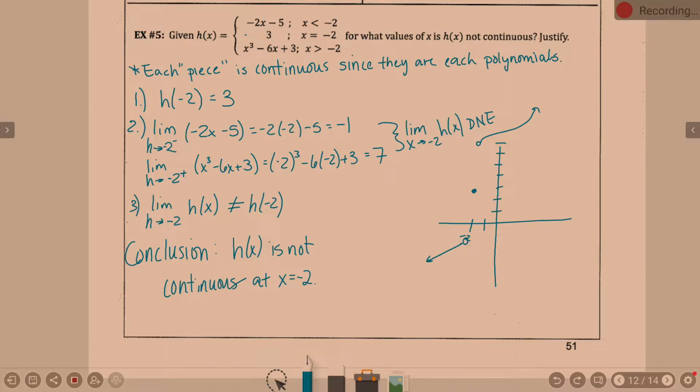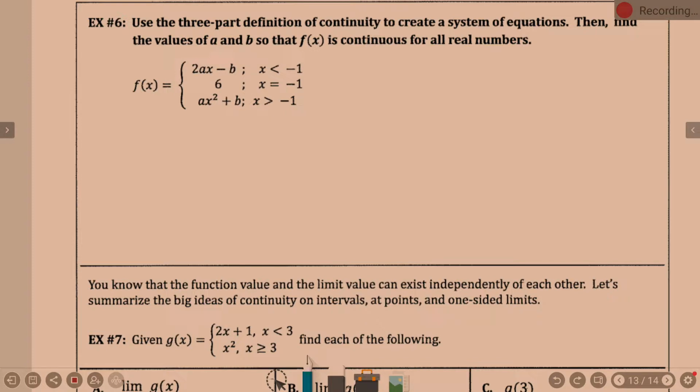Okay, last page. Example 6. Shocker. Use the 3-part definition of continuity to create a system of equations, then find the values of a and b so that f of x is continuous for all real numbers. Okay. Well, what's the value we're going to have to work around? -1. So, what's the obvious equation we can go with here?